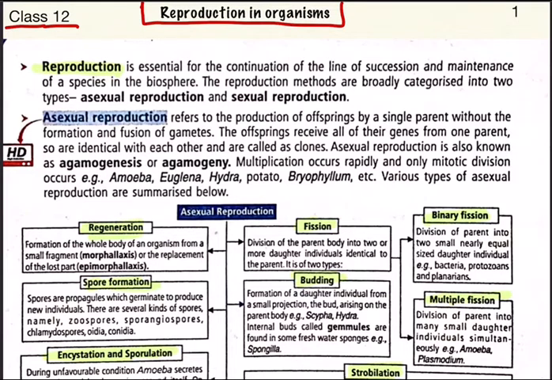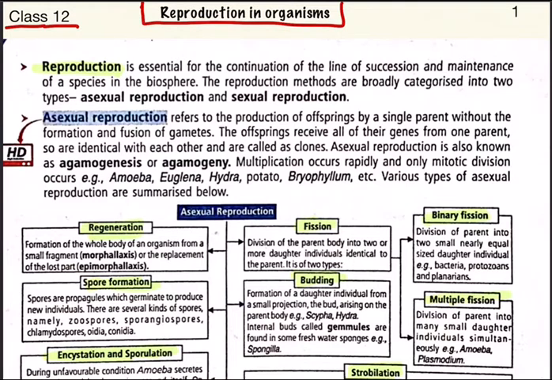There are two types of gametes, male gamete and female gamete. The male parent will be producing male gamete, the female parent will be producing female gamete. But in this case, it's only a single parent. So there is no involvement of two parents here. That single parent will be able to increase the offsprings without the involvement of gametes. That is why it is called asexual reproduction.